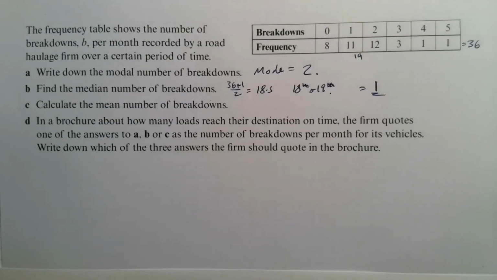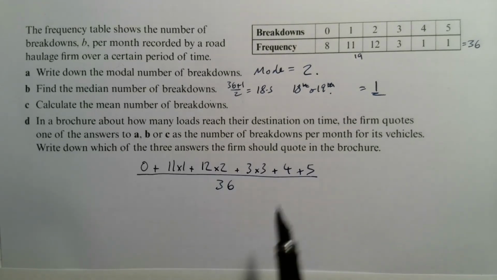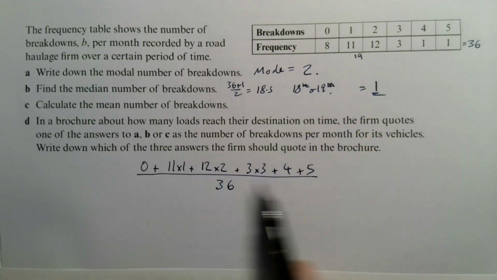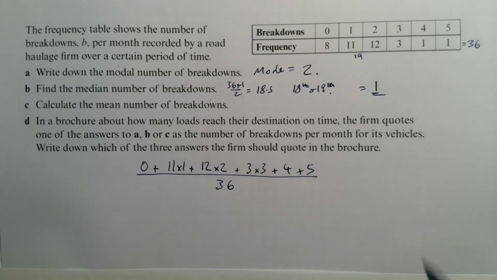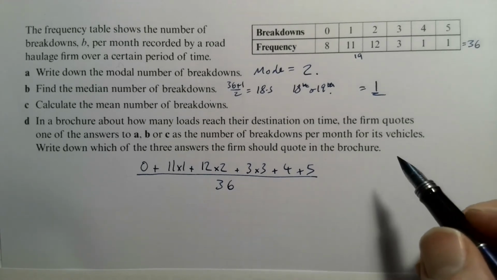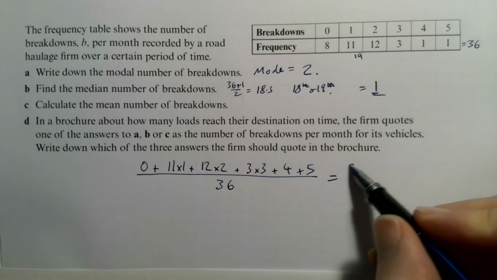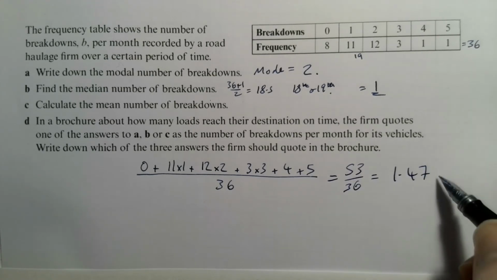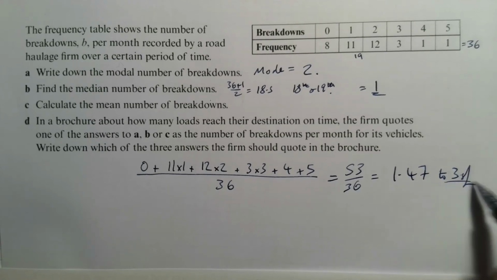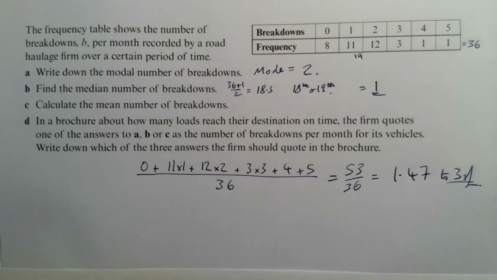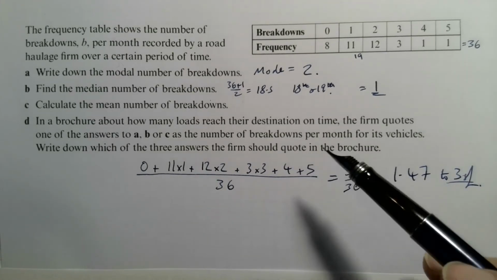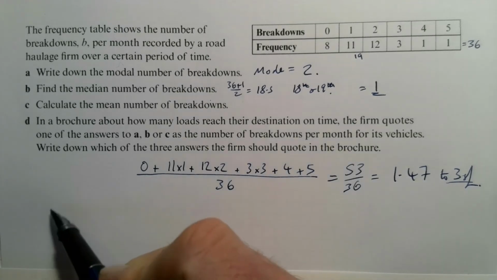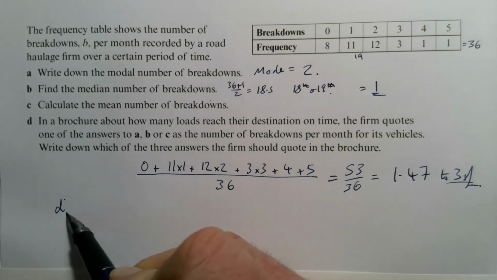And then for the mean, you just need to multiply all the breakdowns by the frequencies and divide it by 36, which should give you 53 over 36, which is 1.47 to 3 significant figures. And then this is one of those ones where it doesn't matter too much what you say as long as you can justify it.